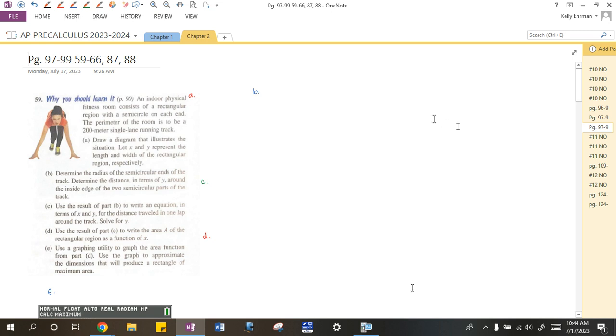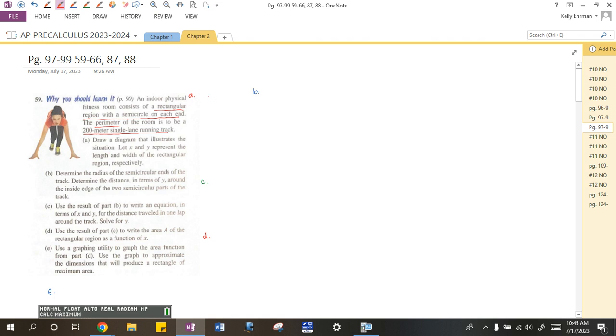For our first problem, we have an indoor physical fitness room that consists of a rectangular region with a semicircle on each end. The perimeter of the room is to be a 200-meter single lane running track. So part A is just draw a diagram that illustrates the situation.